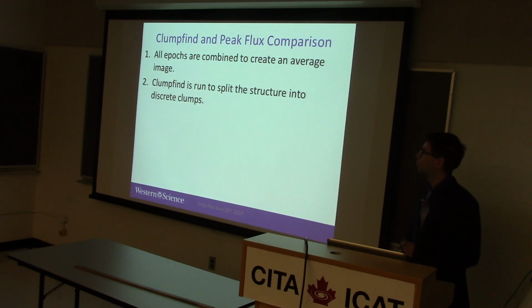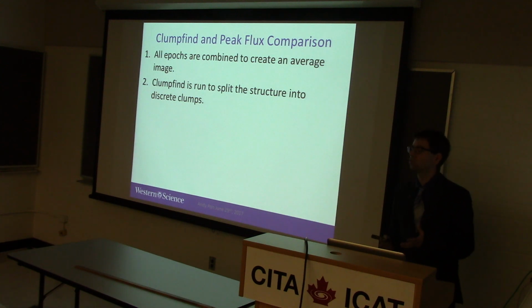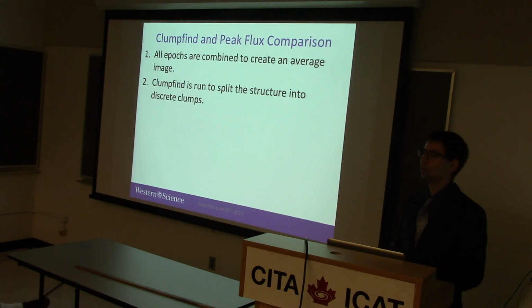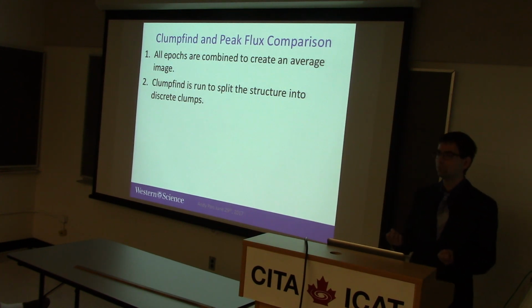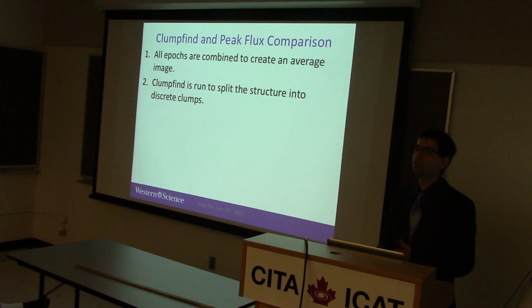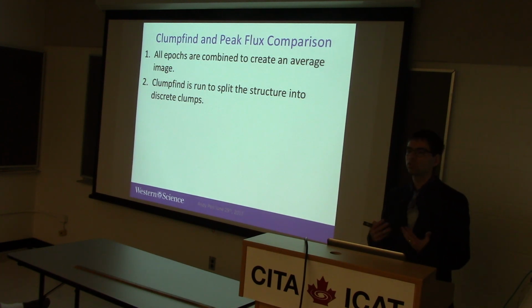So what Hinju is doing is she first combines all of the data into one master image such that it has the best possible signal to noise. It gives you the best chance to resolve structures that are similar in brightness that are nearby. It gives you the best chance of finding faint objects. And what she then does is she runs clump find on the total image.